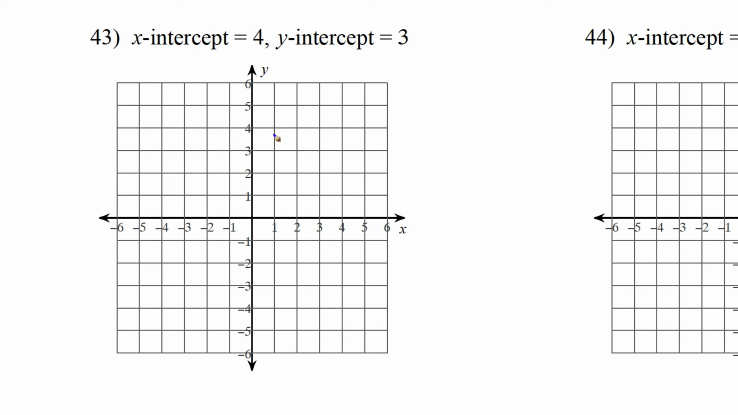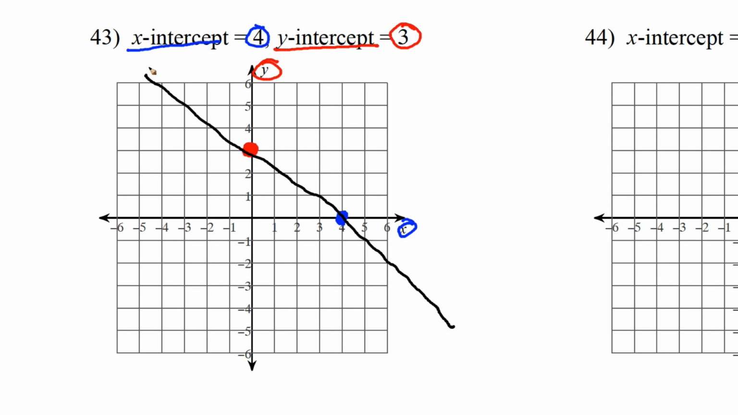And on this one, same thing. My x-intercept will be 4. So on x, I'm going to go to 4. My y-intercept is 3. So on my y-axis, I'm going to go to 3. And there's my straight line, perfectly straight. So that's all you're doing for these next 10 is you're just putting the 2 axes and putting it in.